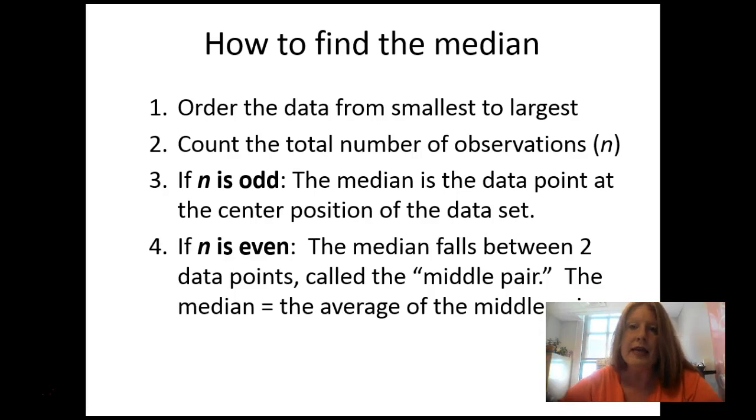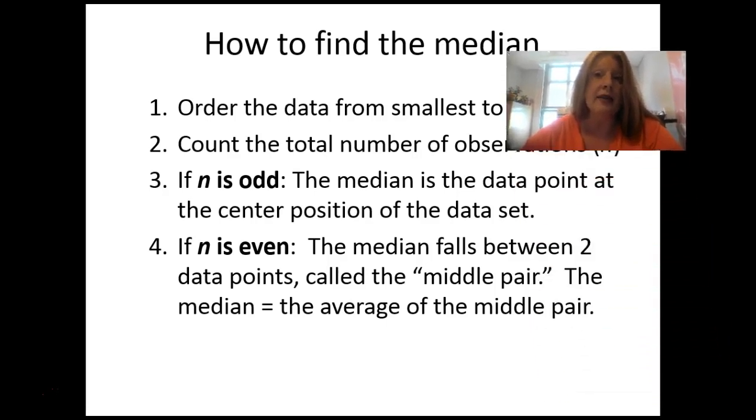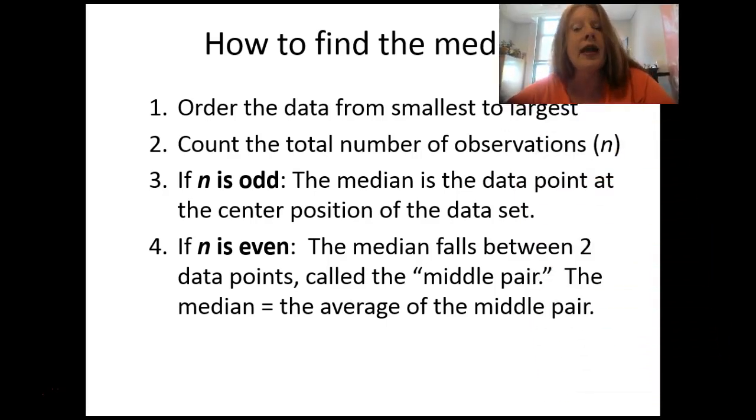Now if you have an even number in your data set, it's a little bit different in terms of getting the median, because if you go to the actual middle, you don't have just one value, but there are 2 numbers that are right in the middle. So you find that middle pair of numbers and you average them, and that'll give you the median of the overall data set.